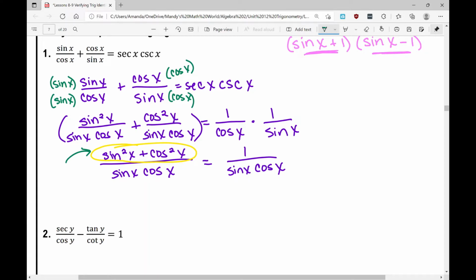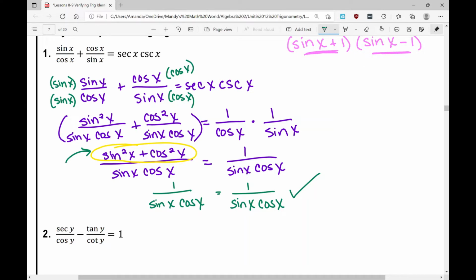So that's the Pythagorean identity, sine squared x plus cosine squared x, and that's 1 over sine x cosine x equals the same thing. And once we have worked through all of that, we have proven or verified this trigonometric identity, meaning what's on the left side of the equal sign is the same as what's on the right side of the equal sign for any value that I plug in for the variable.